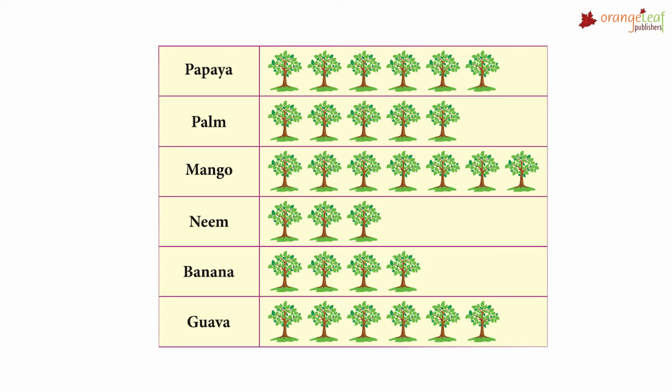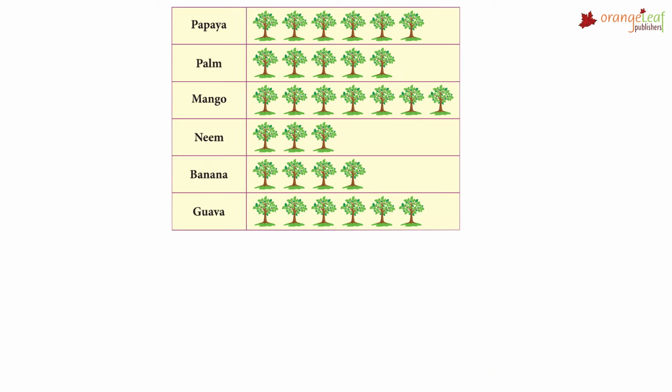Pictorial representation. Now, here is a pictograph showing the number of trees in a garden. Have a look at this and answer some questions. Here we have a pictograph showing the different trees in a garden. We have papaya, palm, mango, neem, banana, and guava. Each picture represents 6 trees. Now, using this pictograph, let's answer some questions.